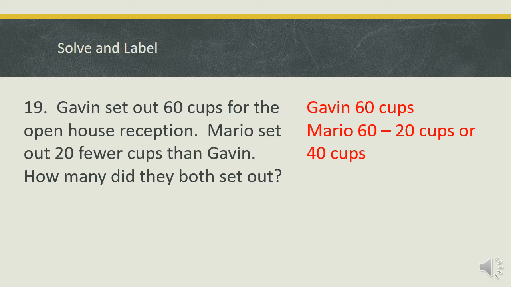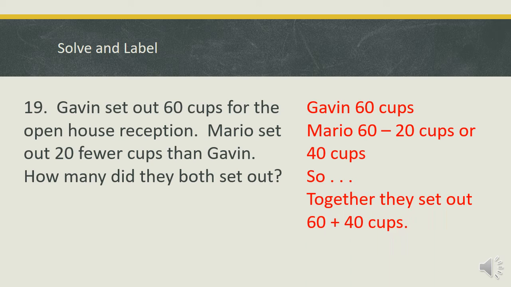So now we know that Gavin set out 60 cups, Mario set out 40 cups, and we want to know how many cups did they set out altogether? Well, together they set out 60 plus 40 cups, or that would be 100.